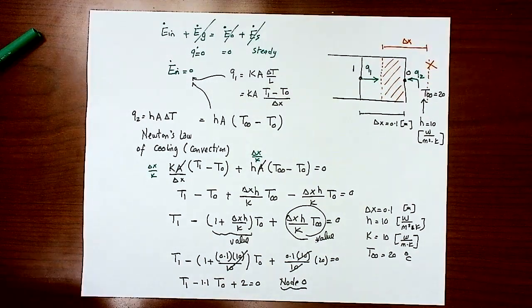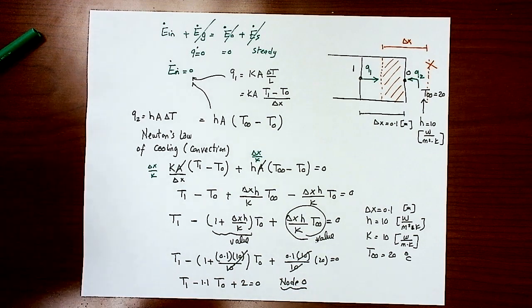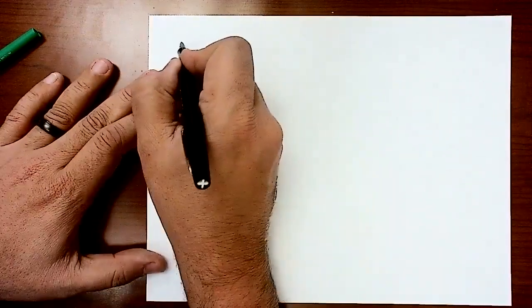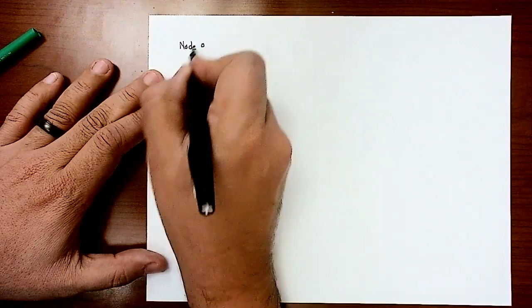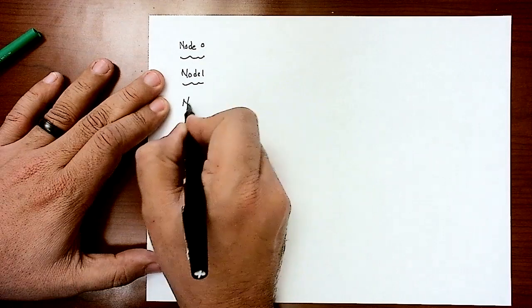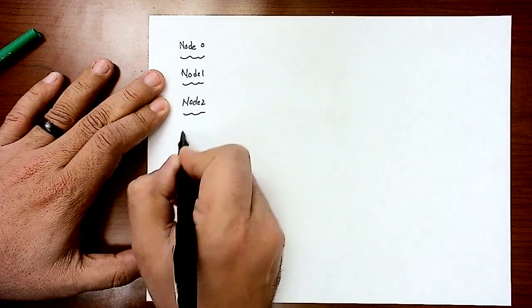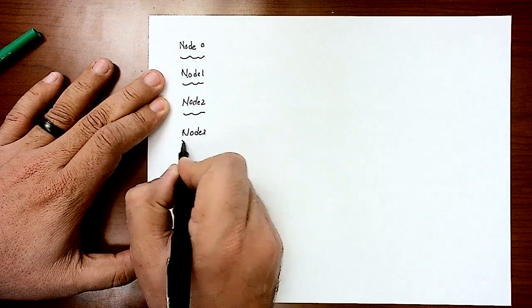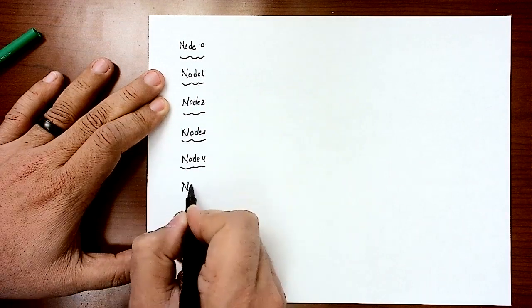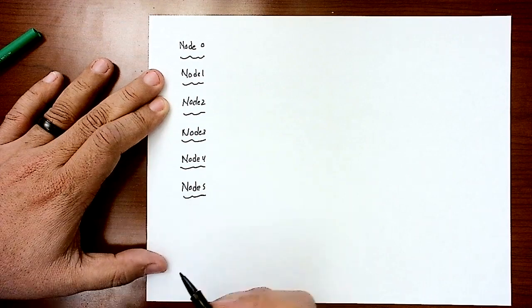Now you can list all these equations together and solve using the matrix method using MATLAB, or you solve by any one of the iterative methods. So I'm going to list all the equations here. I will have node 0, node 1, node 2, node 3, node 4, node 5. These are the 6 equations.